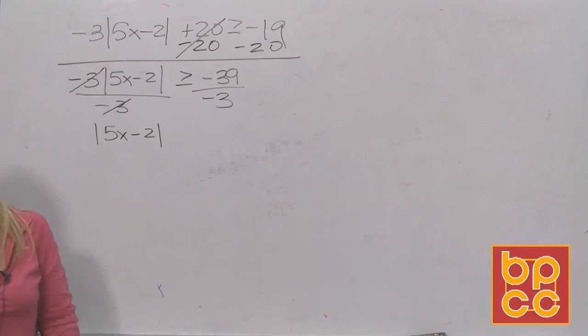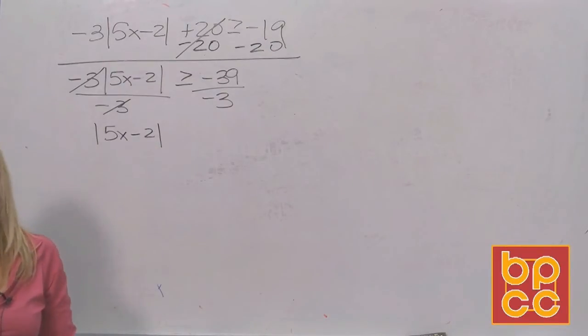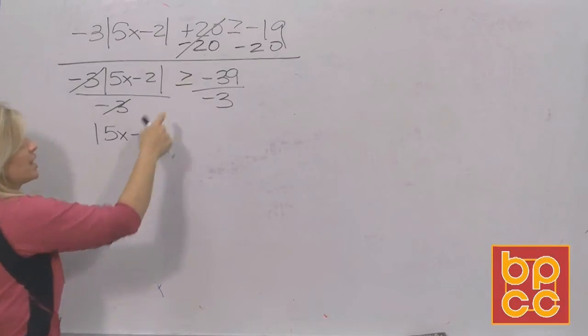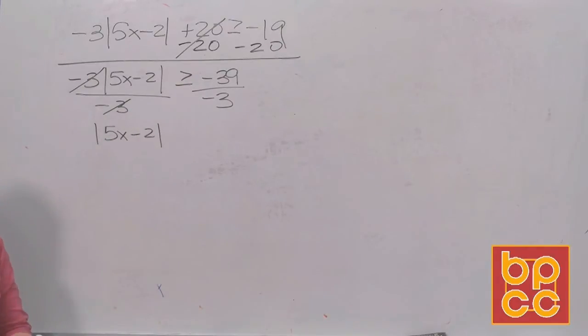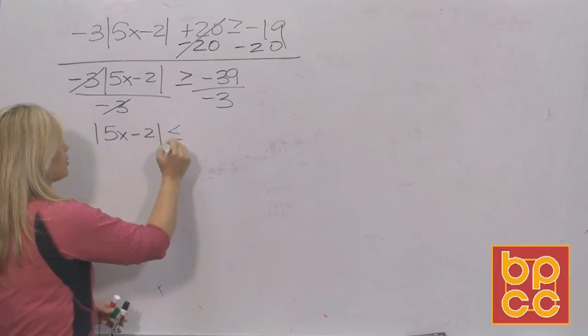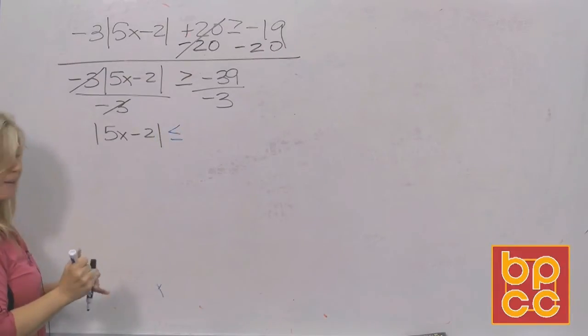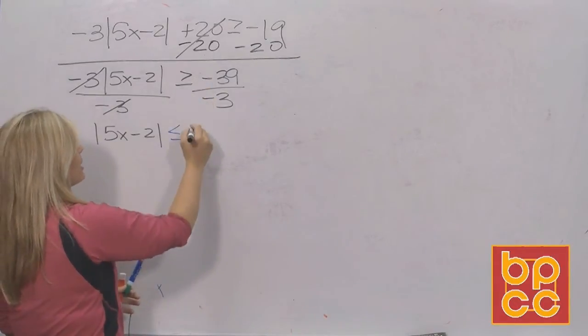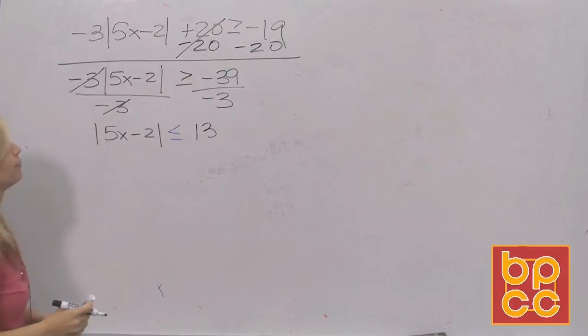Now, there's lots of ways to make careless errors. Here's the first one. We are dividing by a negative number. This is an inequality, so we talked about in Module 6, when you divide an inequality by a negative, you have to reverse the symbol. Have to. Right there, you have to reverse it. And negative 39 divided by negative 3 is 13.